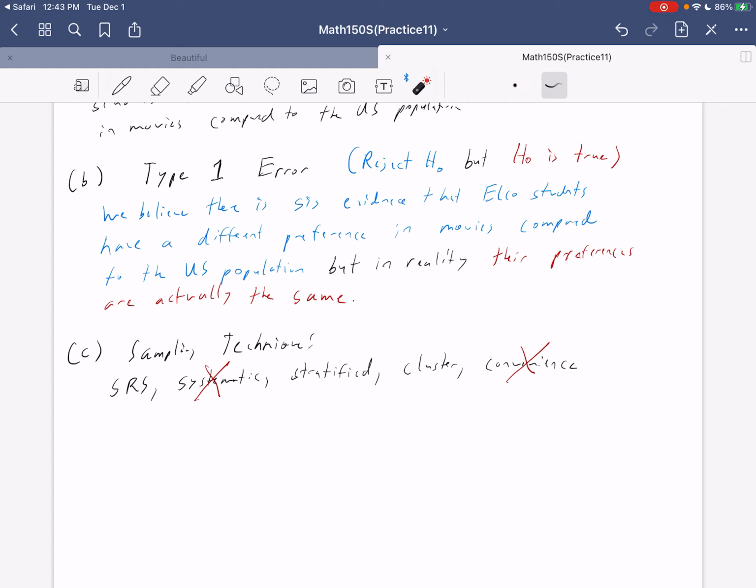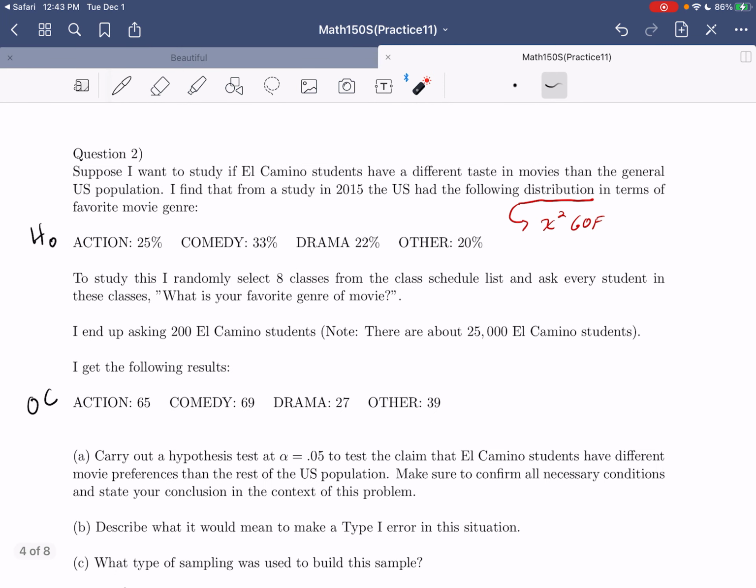So let's go back and take a quick look at how we actually got this data. Notice that we selected 8 classes, but ended up with 200 students. So the classes were not the individuals. The individuals were each individual student. But we got the 200 students by picking 8 classes and talking to every student in those classes.